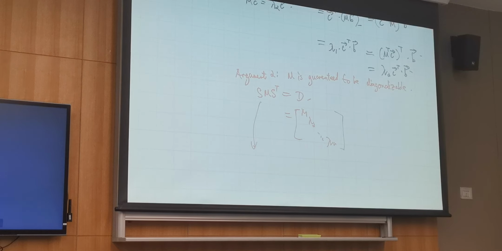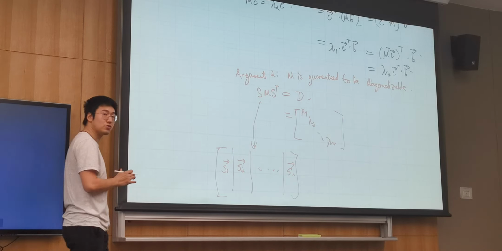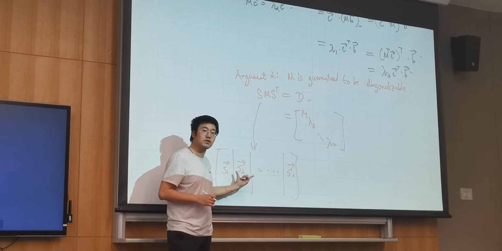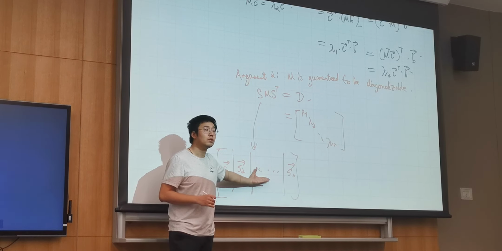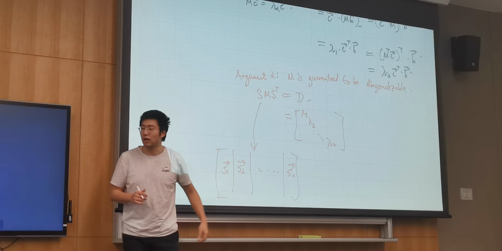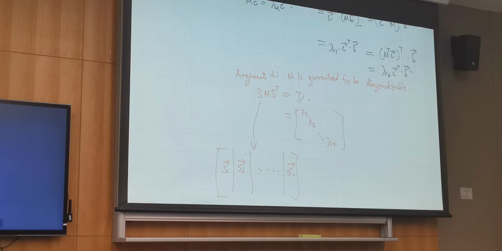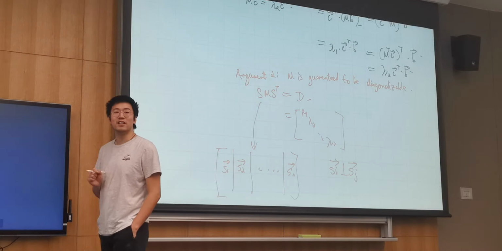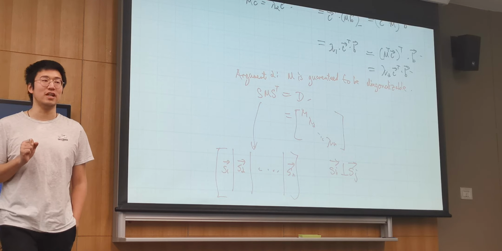S is essentially my S1, S2 until Sn. Okay, all these S are eigenvectors, right? And these eigenvectors are guaranteed to be what? To be orthogonal, right? My Si and Sj are guaranteed to be orthogonal to each other. This is how many dimensional space? This is n-dimensional space. And now I have n eigenvectors that are orthogonal to each other.